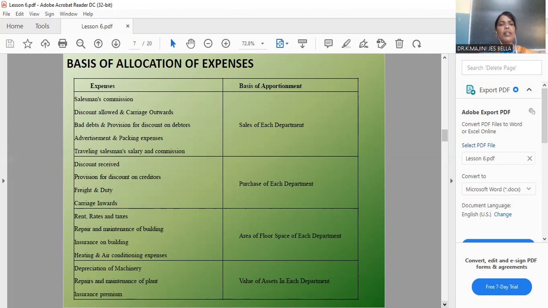Then we move to the depreciation of machinery, repairs and maintenance of plant, and insurance premium. These items are apportioned based on the value of assets in each department. First, they value their assets, how much assets they have. Based on that, they apportion the depreciation, repairs and maintenance, and insurance premium.